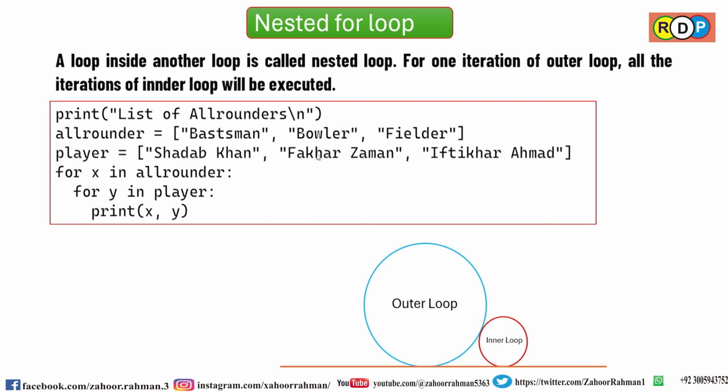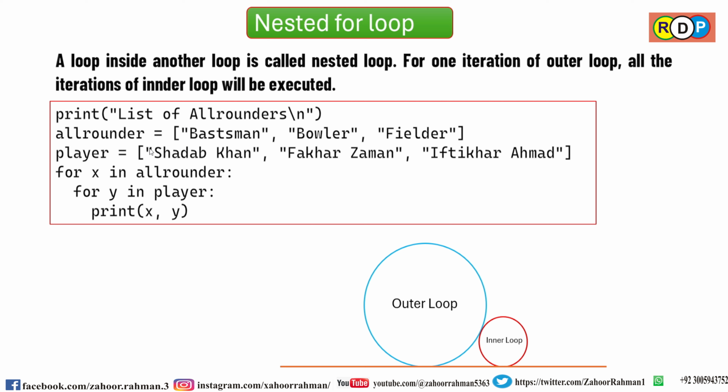The next value of the outer loop will not be taken until all these three players have been processed. So the next value will be Fakhr. Still the value of the outer loop, that is the value of X, will be batsman. So next it will print batsman and Fakhr Zaman. In the third iteration it will print batsman and Iftikhar Ahmed.